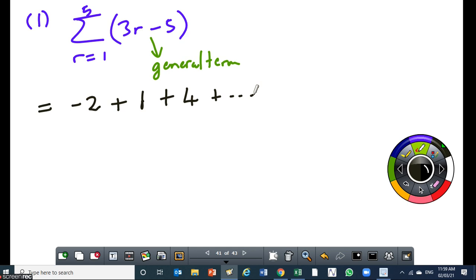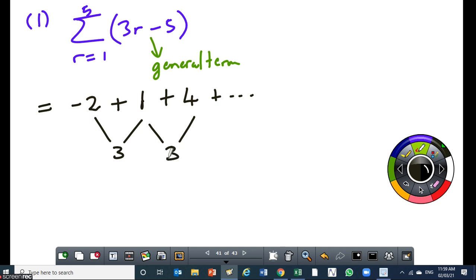Now, I don't need to find the fourth term and the fifth term. If you want, you can, but in my case, I don't want to do that. Okay? So, once I have these 3 terms, I need to determine if there's a common difference. What is 1 minus negative 2? It gives you a 3. Then 4 minus 1 gives me a 3.